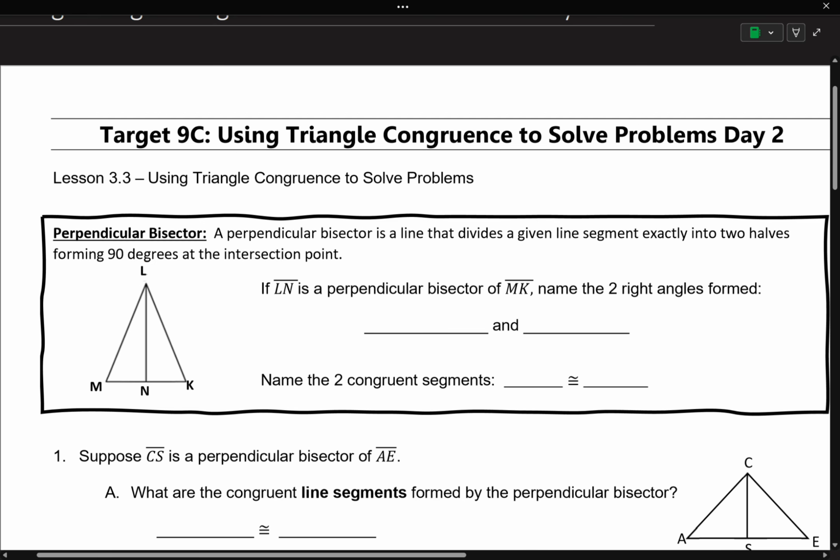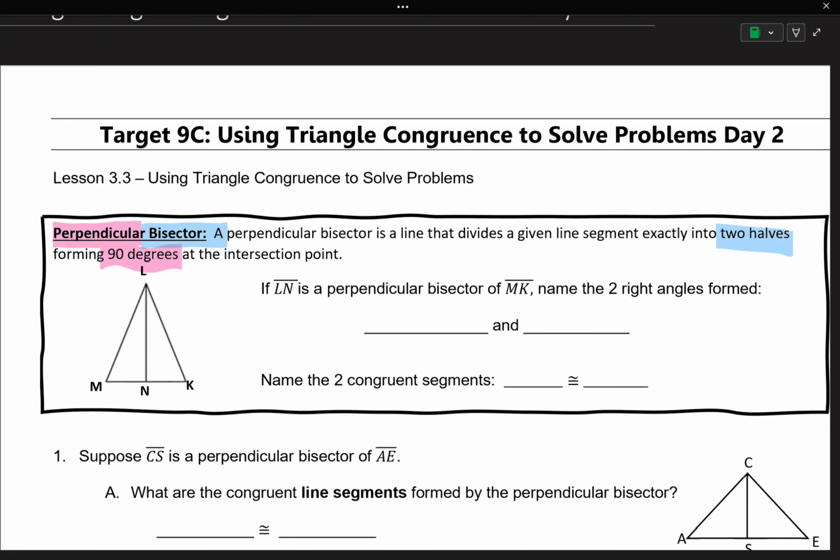Now, the word perpendicular refers to the 90-degree angle. The word bisector refers to the two halves. So, LN is perpendicular bisector of MK.